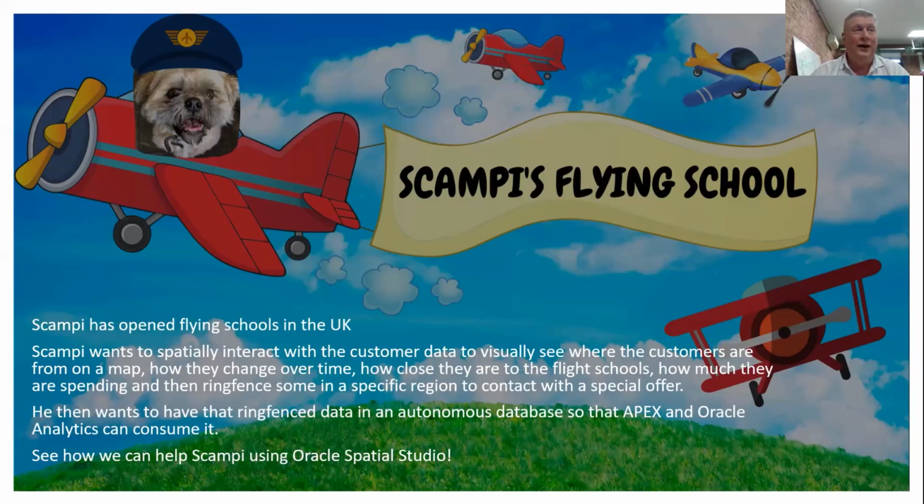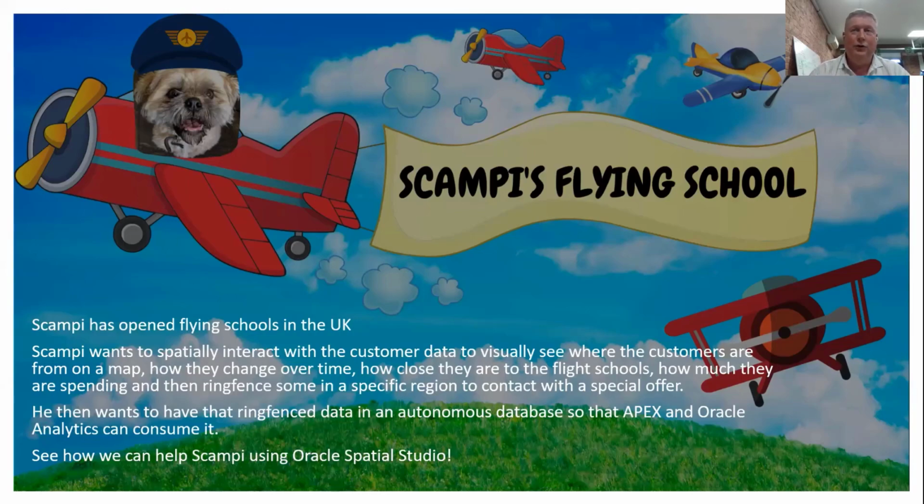He wants to look at all the data that he's got on his flying schools. He wants to look at his customers, where his customers are in relation to where the flying schools are, how many people go in there, how much they are spending, and then be able to ring fence a certain number of those people and give them a special offer. Thinking about how to do that in SQL or something like that can be a bit tricky. What we're going to do here quite quickly is try and answer some of those questions.